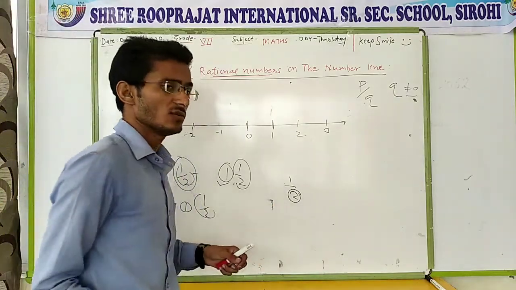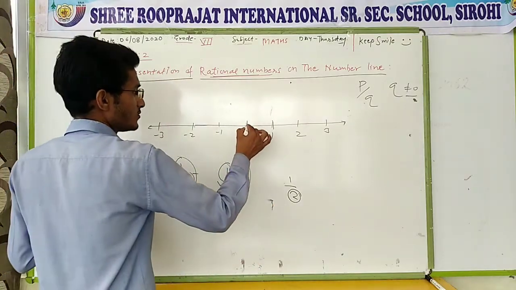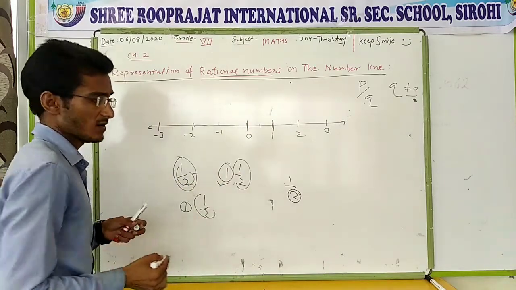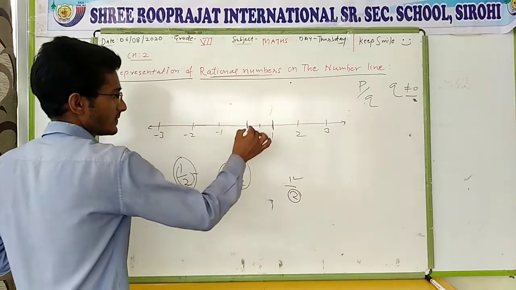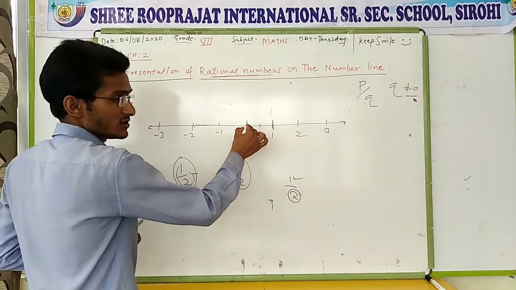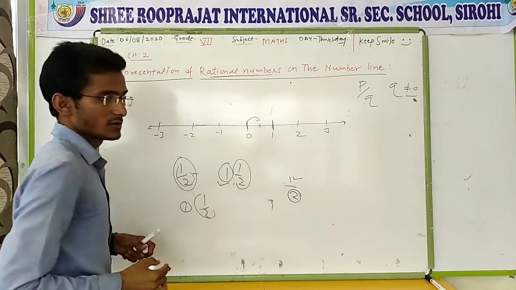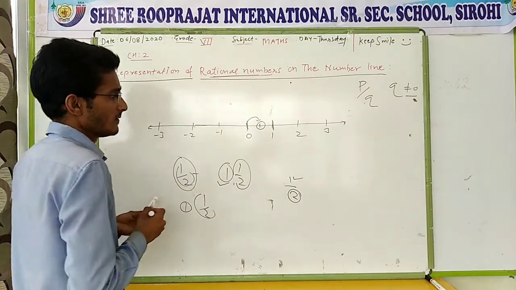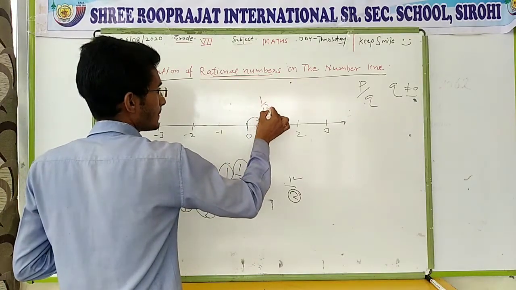In q there is 2. That means you have to divide that part into two equal parts. So you have to draw that line here. Now out of 2 you have to take only 1. That means you will start from 0 and come here. So that point is your half, that means 1 by 2.